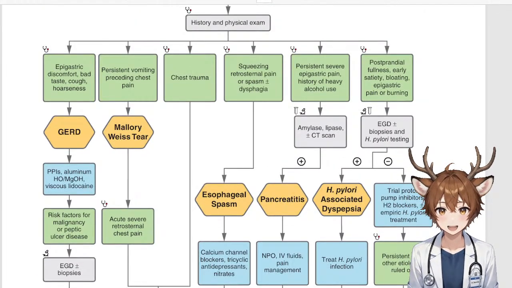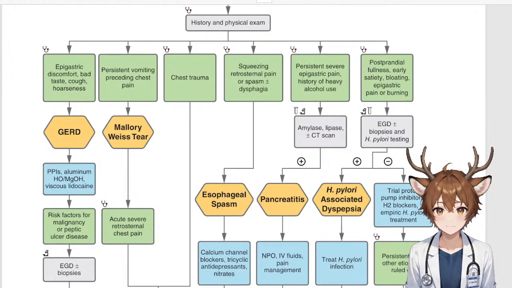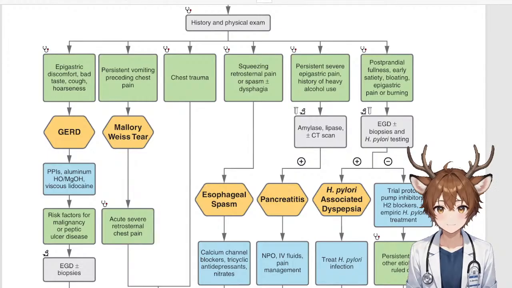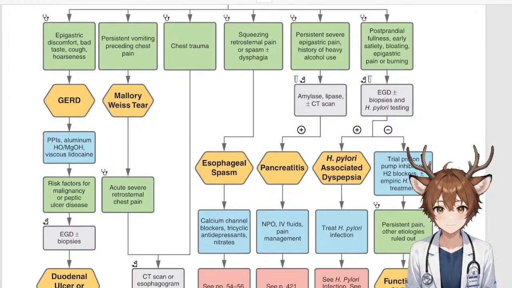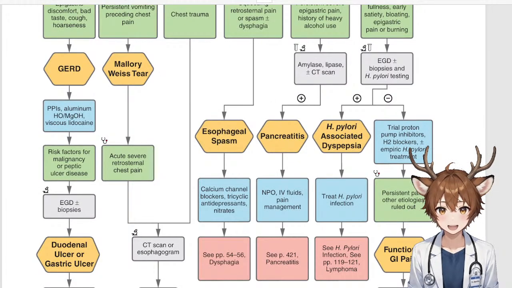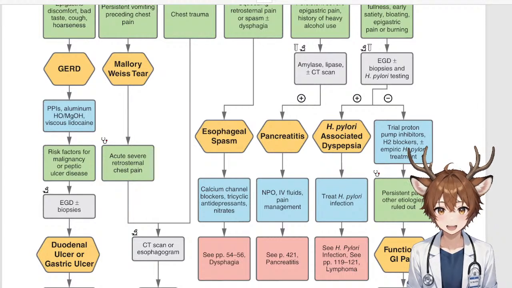And then finally, postprandial fullness, early satiety, bloating, epigastric pain, or burning. EGD, again the esophagogastroduodenoscopy, plus or minus biopsies and H. pylori testing. Positive H. pylori associated dyspepsia. Treat H. pylori infection. See H. pylori infection, see 119, 121 lymphoma. That's really not specific, is it?